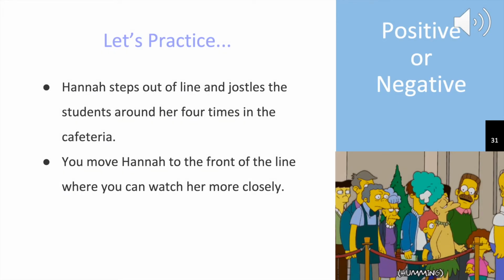Hannah steps out of line and jostles the students around her 4 times in the cafeteria. You move Hannah to the front of the line where you can watch her more closely. Is this a negative or a positive interaction?